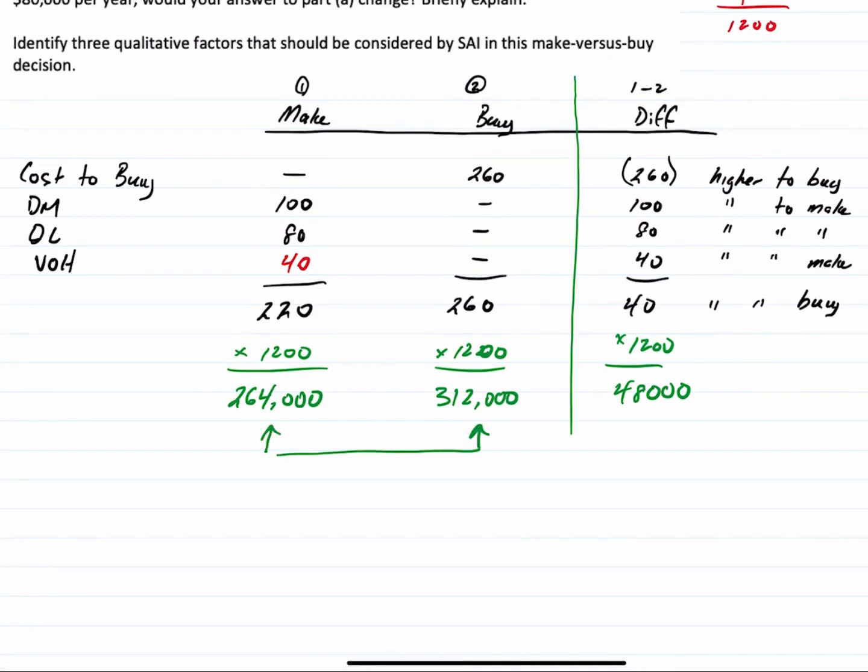I actually have the option, if I wanted to, of leaving the differential out and just focusing on the two columns of make or buy and say, well, isn't the difference between these two $48,000? And which one is less? It's in favor of making. So the decision here would be make the product instead of buy it.